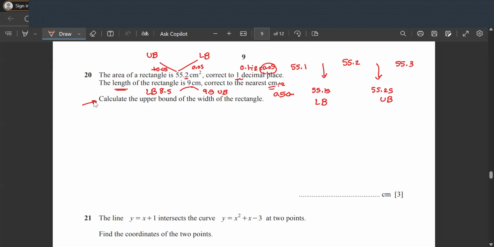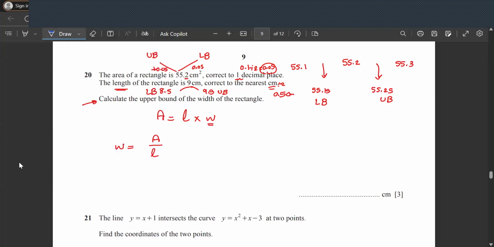Calculate the upper bound of the width of the rectangle. So you should write the equation directly. If you know the equation of the width, go on and write it. But if I don't remember it, what do I remember? What is the rule relating all of these givens? The rule of the area, which is length multiplied by width. But he wants the width only. So the width will be equal to area divided by L.